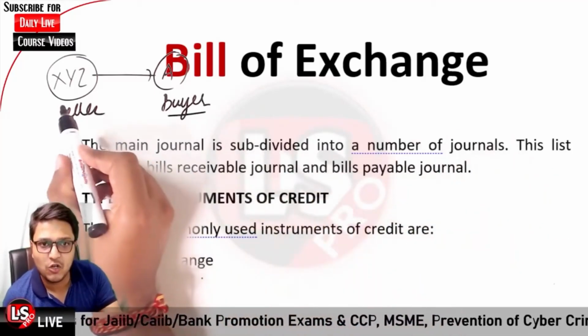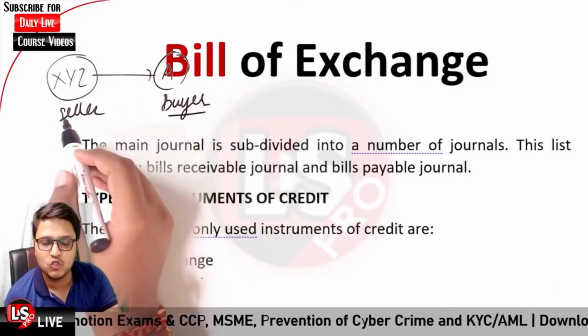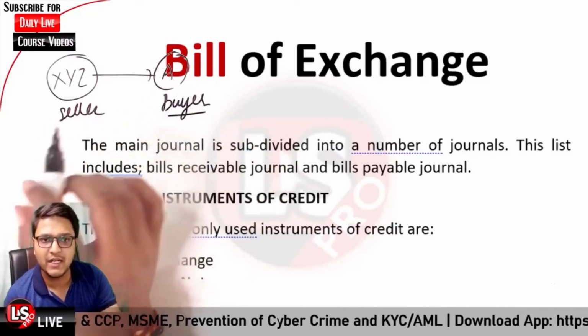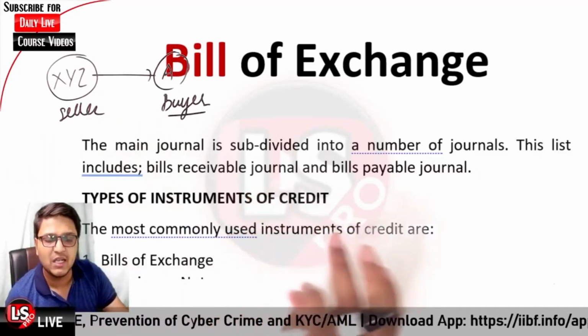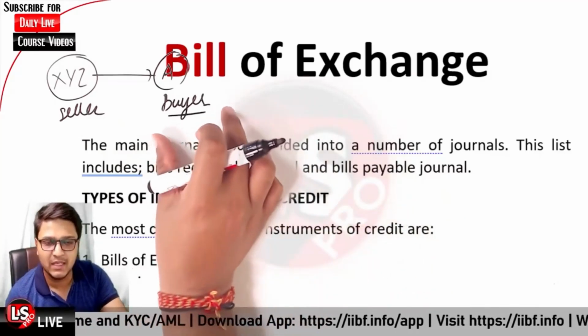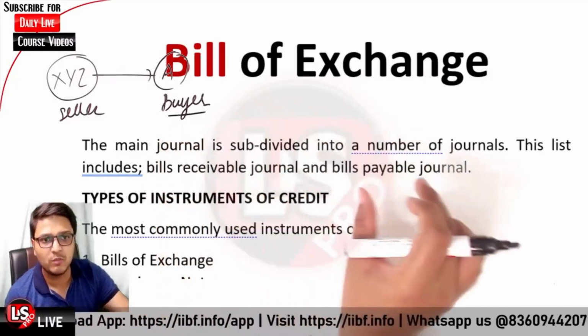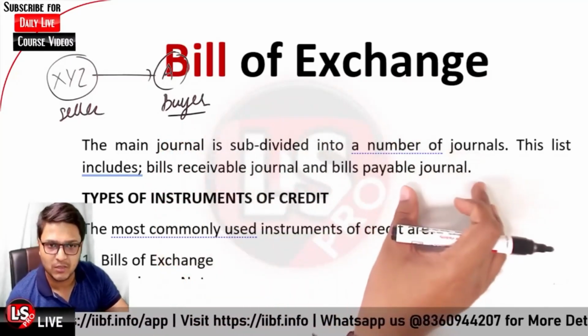When the bill is drawn and accepted by the buyer, the entry is to be recorded in the bills receivable journal. And in the books of the buyer, who has accepted the bill and is obligated to pay the amount, it would be recorded in the bills payable journal. Are you getting my point?